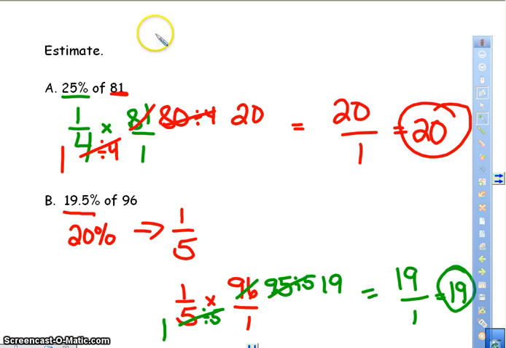Okay, so that's estimating. You're going to change your percent to one of those from the actual percent list that we wrote out in section 7.3. Change it to a fraction, multiply it by the number. Sometimes you're going to have to change these numbers here to get them to be compatible, okay, with your fraction. Remember, it has to be compatible with that denominator.